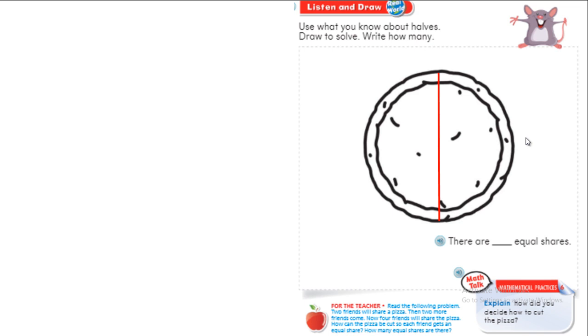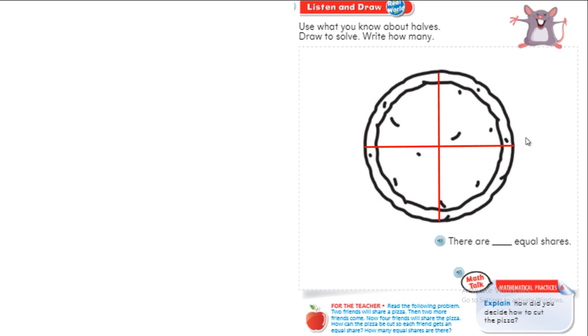Then there are 2 more boys coming, and they also want some pizza. So the boy's thinking now, what should I do? We need more pieces. I'm gonna tell my friend to cut his piece and give them. No, of course not. This is not fair. He should cut all the pieces equally. So he thinks again. After we cut it in half, I'm gonna cut it again like this. So I'm gonna make 4 equal parts.